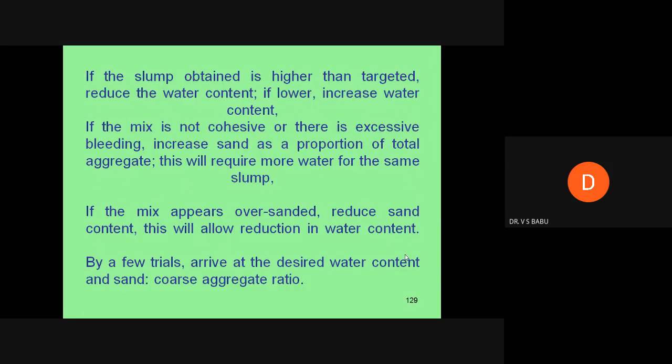If the slump obtained is higher than the target, reduce the water content. If lower, increase the water content. This is the thumb rule. Suppose your slump is more, then what will you do? Reduce the water content in the second trial. First is hit and trial, that means only a trial based method.